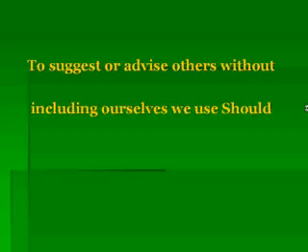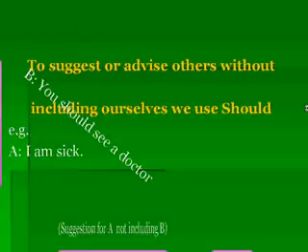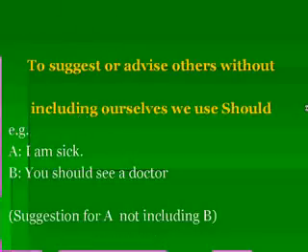I mean, for such kind of suggestions, right? For example, A, I'm sick. B, you should see a doctor. So this is a suggestion for A, not including B. A says that he's sick and B says that he should see a doctor. This suggestion is only for A, and it does not include B.